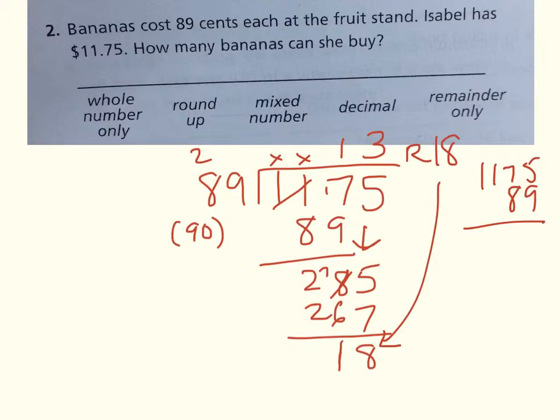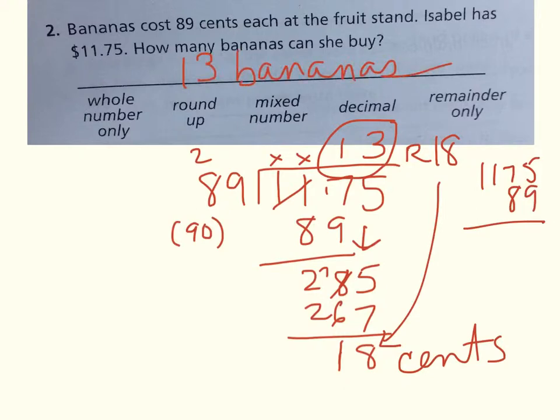Well, we can't answer this problem with she can buy 13 remainder 18 bananas. That doesn't make any sense. What this division problem is saying is that she can get 13 bananas and she's going to have a remainder of 18 cents, which isn't enough to buy another banana. So we're not going to round up because that 18 cents won't buy a banana. And so we have to leave it as just the whole number. She can buy 13 bananas and then she'll have 18 cents to save up for her next banana, I guess.